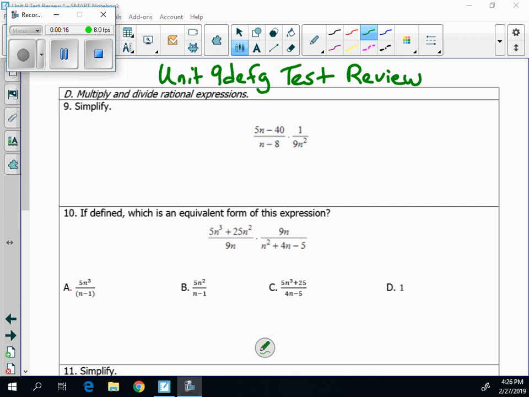So we're first going to look at 5n minus 40. We're going to factor that. Start off with the greatest common factor when you factor. So the greatest common factor is 5. We divide 5n and 40 by 5, and we're left with n minus 8.